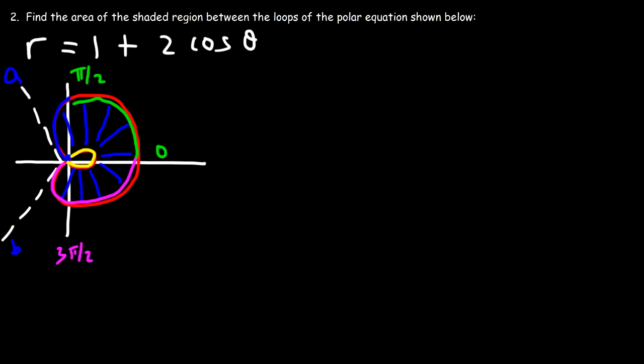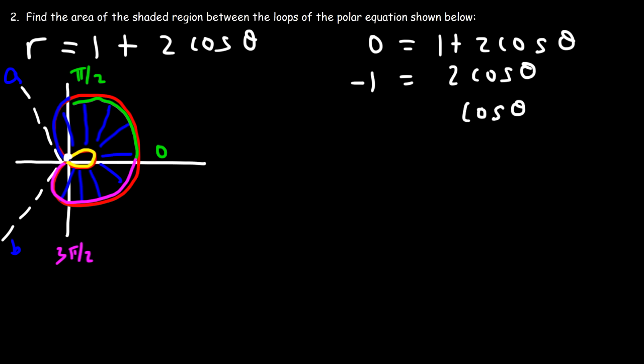So how can we find A and B in this example? So A and B, they're at the origin, which means r is 0. So we need to set 1 plus 2 cosine theta equal to 0. Subtracting both sides by 1, we have negative 1 is equal to 2 cosine theta. And dividing both sides by 2, we have cosine is negative 1/2. So cosine is negative 1/2 at 2 pi over 3, which I'm going to put in red, and at 4 pi over 3.